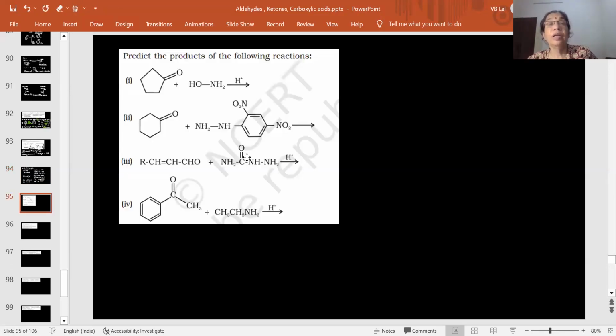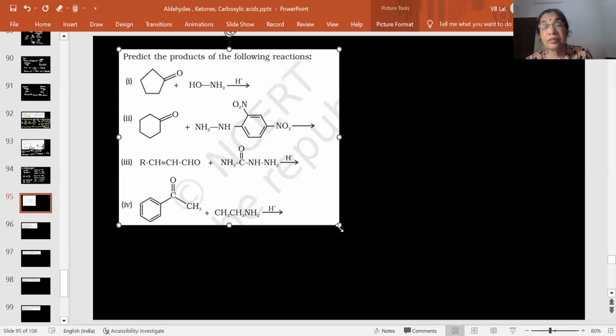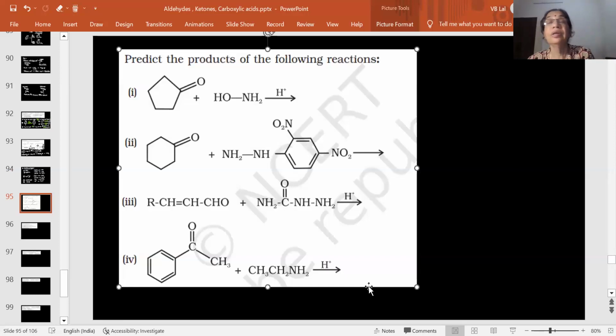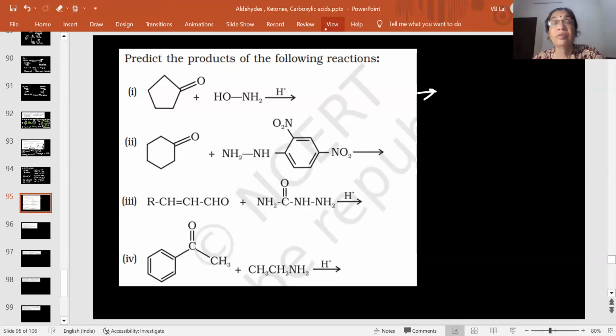Now predict the products in the following reactions, right? Very useful reactions. We have learned all of them. So now let us see what we will get. In the first one, what will we get? What is the type of reaction here? It is a condensation reaction. We have learned these reactions with ammonia derivatives. What happens? Water is eliminated everywhere.